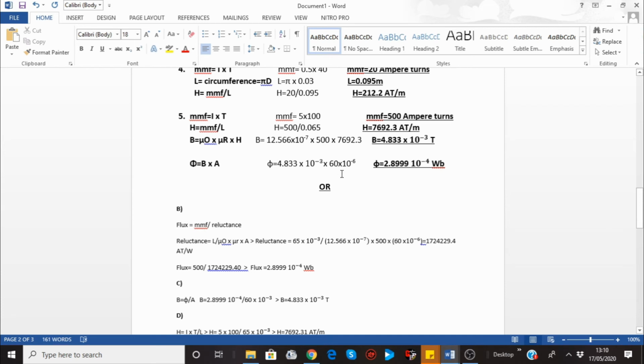A is given as 60 millimeters squared, which is 60 times 10 to the power minus 6 meters squared, and phi is 2.8999 times 10 to the power minus 4 Webers, which is the same as what we found in this method. Fine.